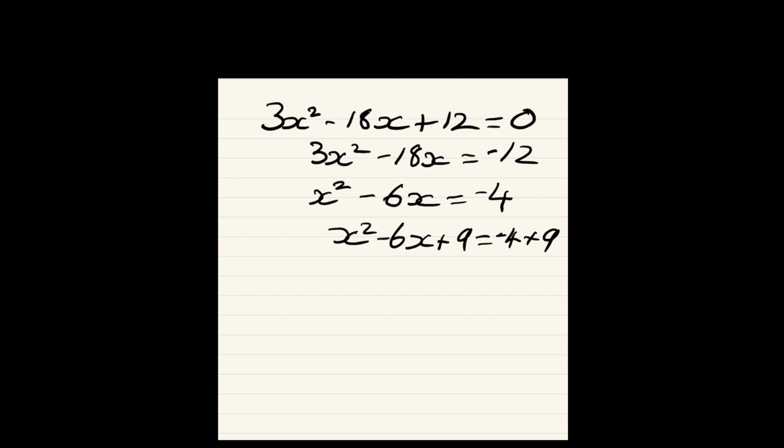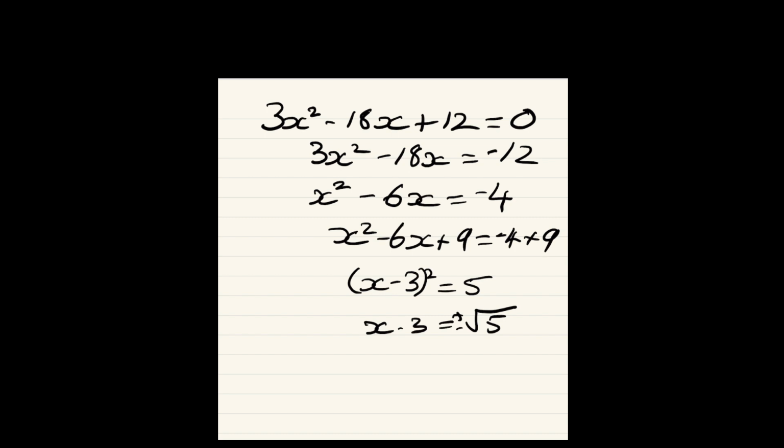Now that left-hand side I can make into our factorised version. So again, half of the coefficient of x, so half of negative 6 is negative 3. It goes in the bracket with the square. And on the other side, we've got negative 4 and 9 makes 5. Okay. We can move on from this point by square rooting both sides. And don't forget that'll be both positive and negative.